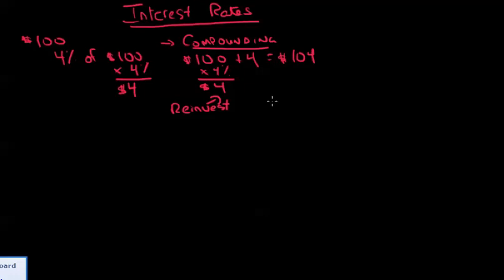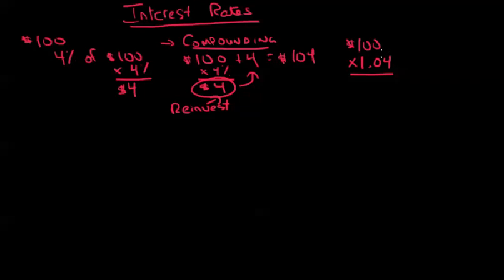Now there are a couple of ways that we can solve that. We saw here that we did 100 times 4%, got that $4, and just added it back in. But there are other ways to do this, and they're easier, especially when you have more complicated numbers. I could also take $100 times 1.04.